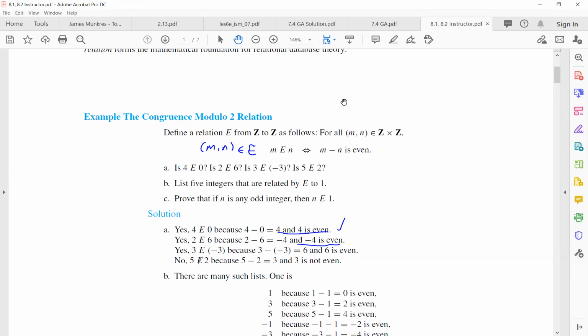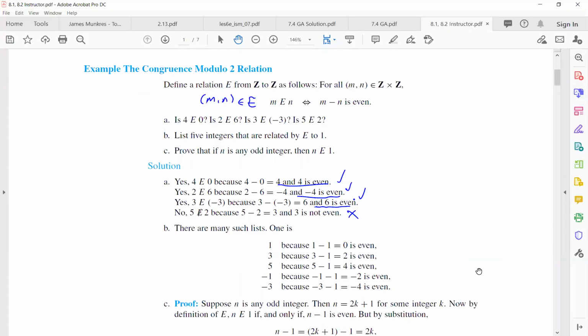3 minus -3 is 3 plus 3, which is 6. And we know that 6 is even. So (3, -3) is also a point in that relation. 5 minus 2 is 3, which is not even. So these 3 points belong to relation E, but not the last point. Very well.